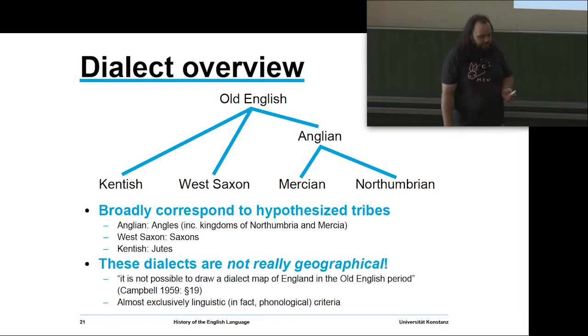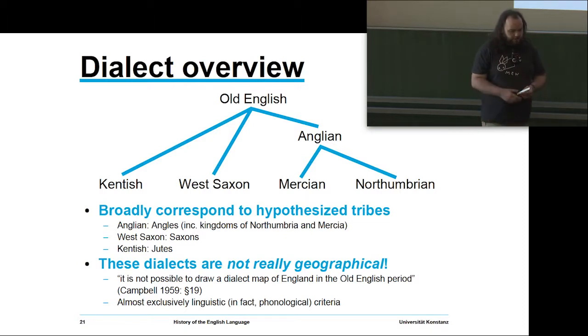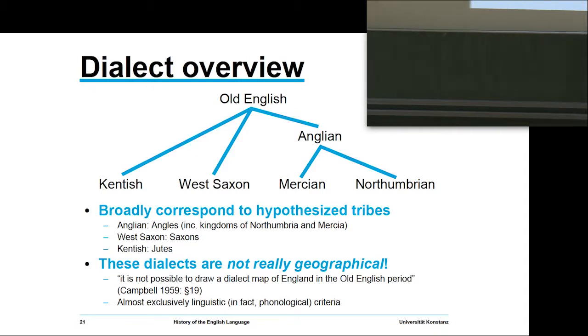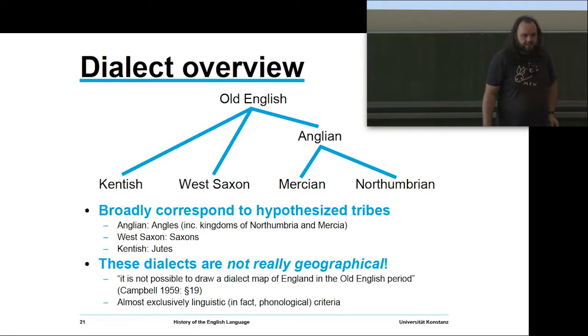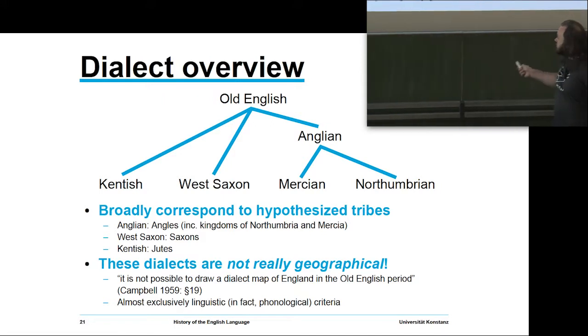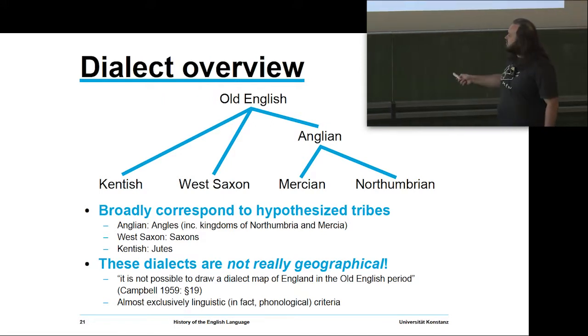What does this mean when it comes to the dialects then? Well, this is kind of dangerous because the thing about Old English dialects is that they're not really dialects in the traditional sense. As soon as you think of dialects, you think of a map. You think of where people speak in what way. But the problem with the Old English dialects is that what they really refer to is groups of texts with similar linguistic features. As Campbell puts it, it's not possible to draw a dialect map of England in the Old English period. I'll show you why in a minute.